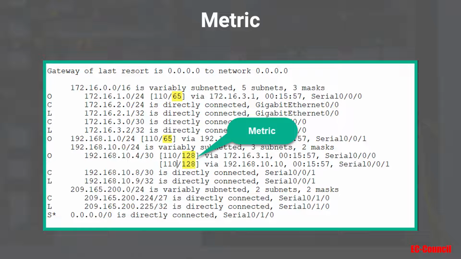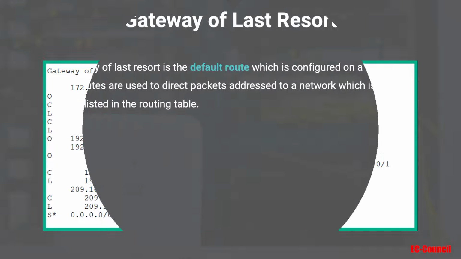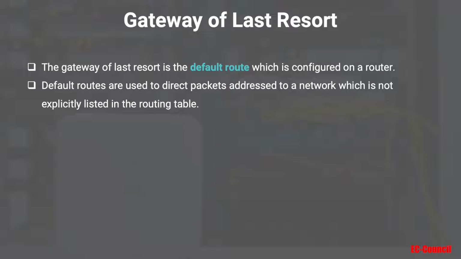So depending on the dynamic routing protocol, each of their algorithms uses a very unique element to actually calculate the metric. But overall, the metric is simply the cost to reach that particular destination network. One of the most important elements within the routing table is known as the gateway of last resort.